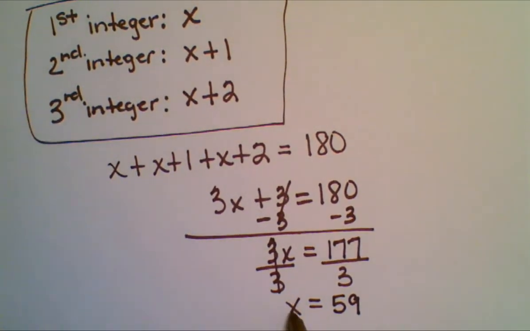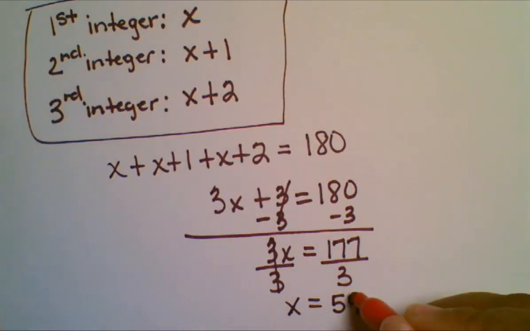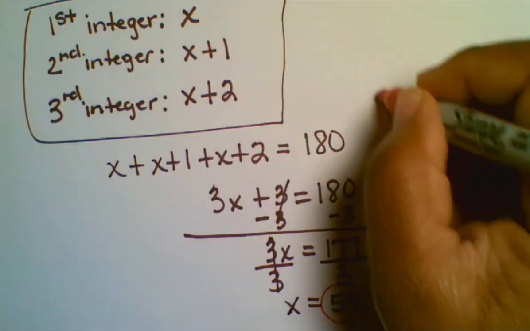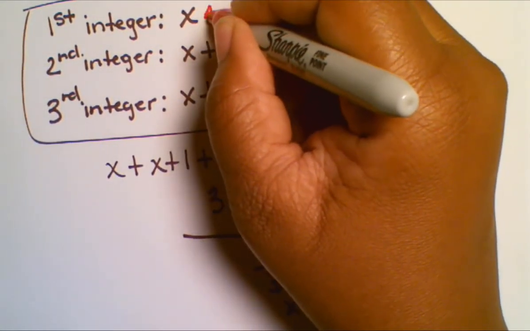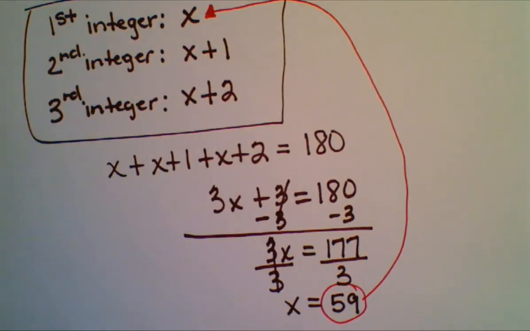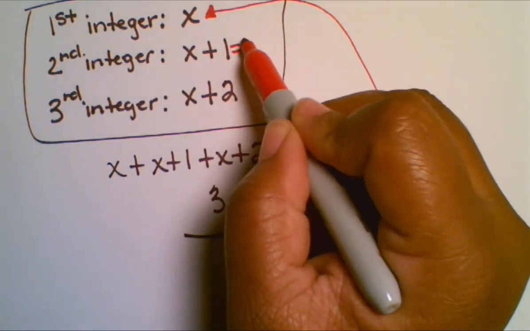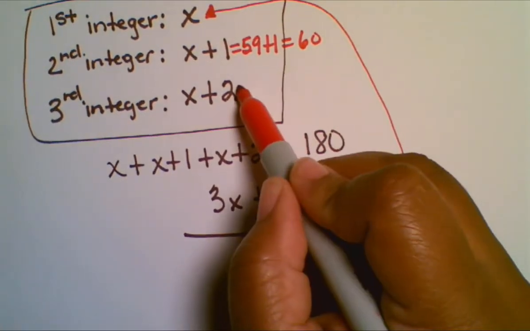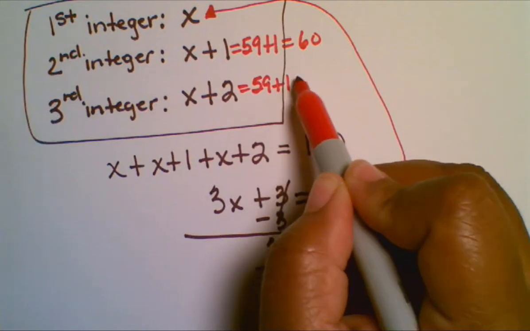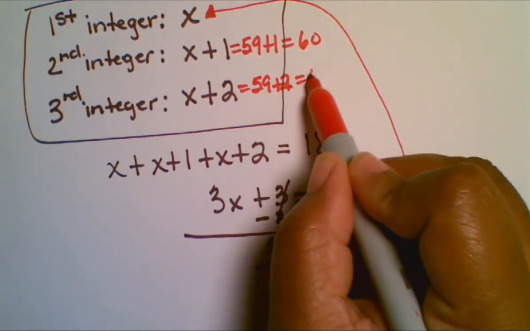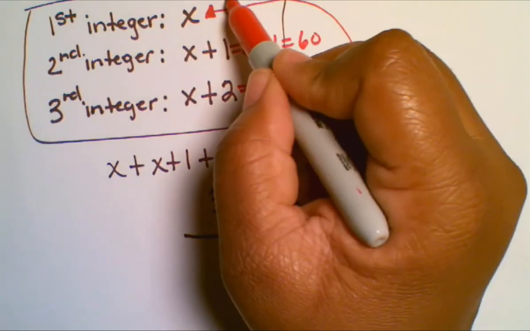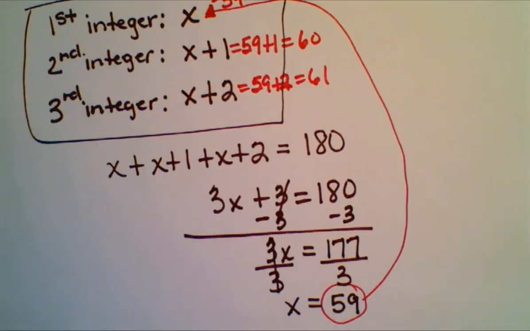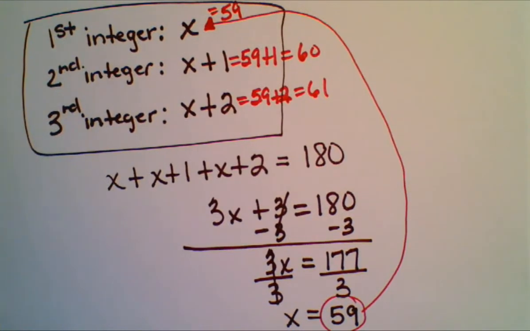So what we're going to do is take what we know x to be. x is 59. That is the first integer. If x is the first integer, what will be the second and then the third? The second is 59 plus 1, which is 60. And the third is 59 plus 2, which is 61. And we already know that the first integer is 59.